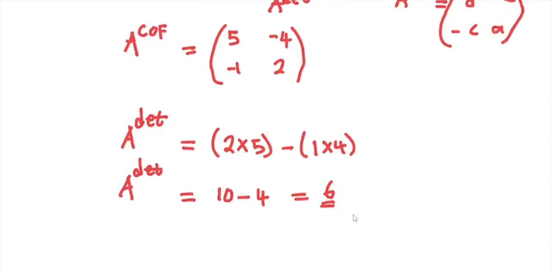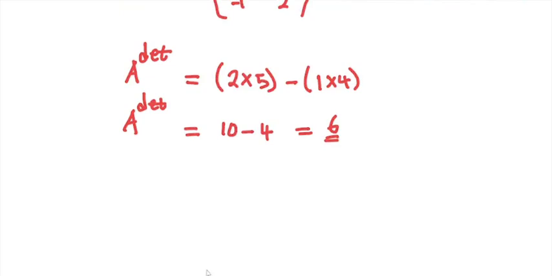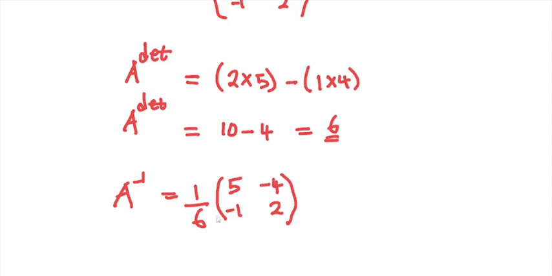Okay, so we can now substitute. We are going to say A inverse is equal to 1 over 6, this is the determinant, then the cofactor that we have: a 5, a -4, a -1, and a 2. So this is the inverse of that matrix. Upon finding this inverse, what you are going to do is multiply now on both sides of the matrix equation by this inverse of matrix A.